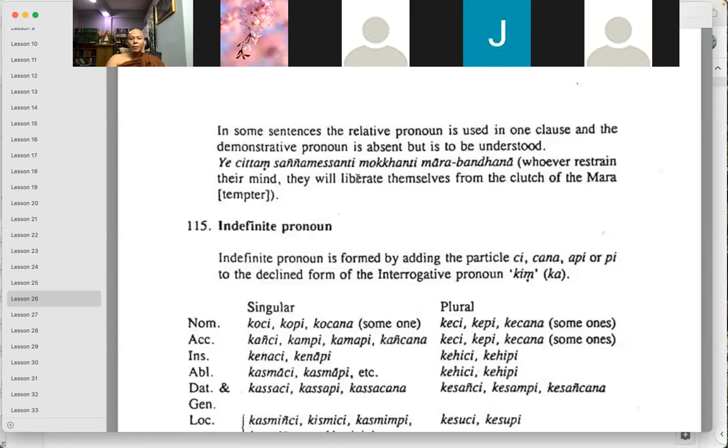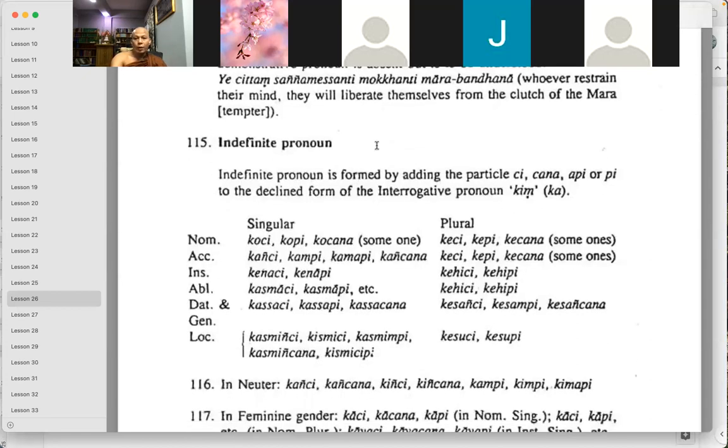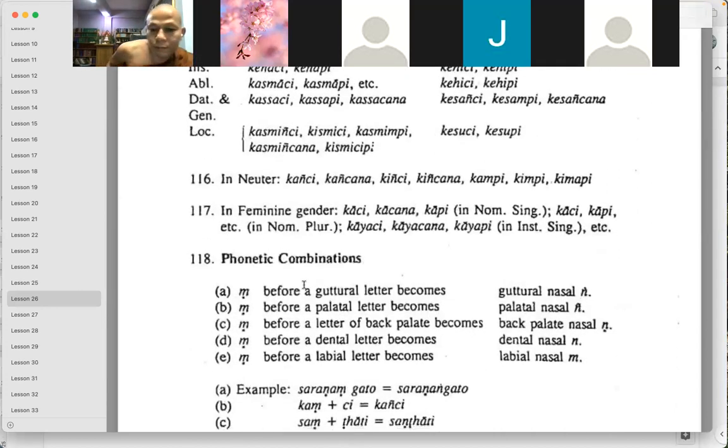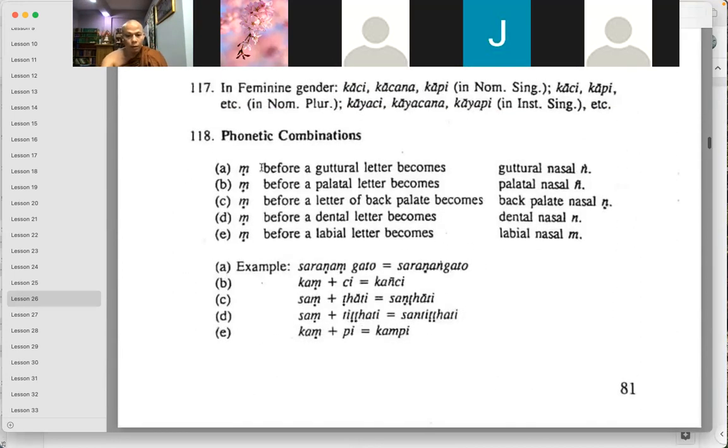Okay, and then the next paragraph is the indefinite pronoun form. This one we already did, so neuter. Now, the phonetic combination, or the euphonic combination.